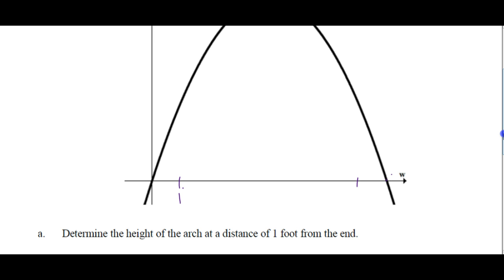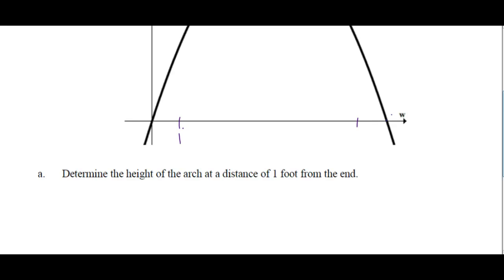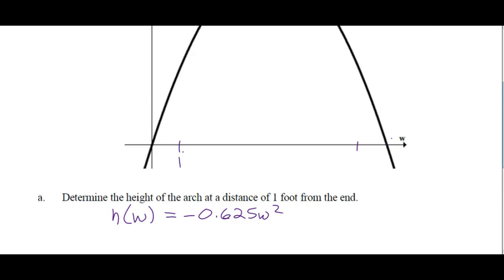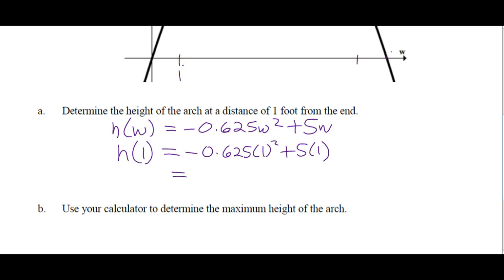So what are we going to do? We're going to substitute a 1 into the equation. We want h of 1, negative 0.625 w squared. So, okay, let's start with the formula, plus 5w. We want the height when you're 1 foot in, right? So the width will be 1. So h of 1 is negative 0.625 times 1 squared plus 5 times 1, which is really just 5 minus 0.625. So what's that? 4.375?